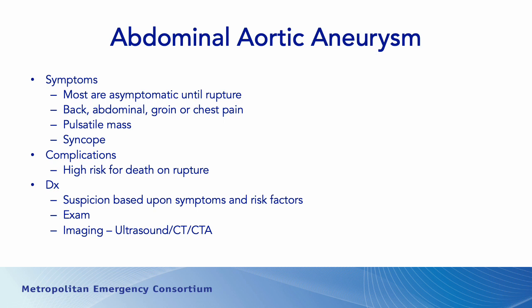We have to have suspicion based upon symptoms and risk factors. We have to examine the patient. And in the emergency department, we're going to get either a quick ultrasound or a quick CT or CT angiogram. Ultrasounds are very quick, very easy. You can have one done in 5 minutes. And really what we're doing is looking to see if there's an aneurysm so we get vascular surgery inbound. We can do any additional imaging after that. So the key factor here is doing something quick and easy to get a diagnosis.